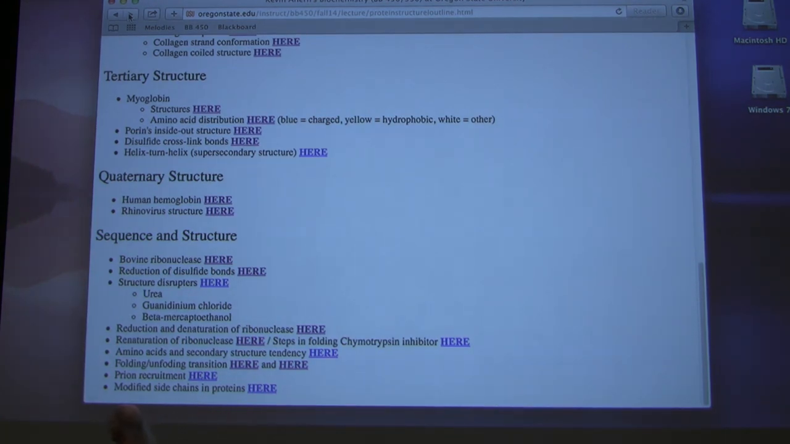All right, so I'm going to finish up with a couple of things about protein structure, and then we're going to go to the application of knowledge about protein structure and talk about purification. So that's coming up. Okay.